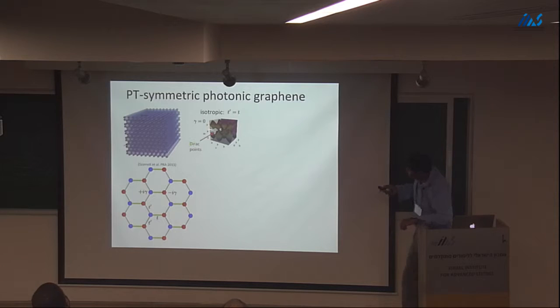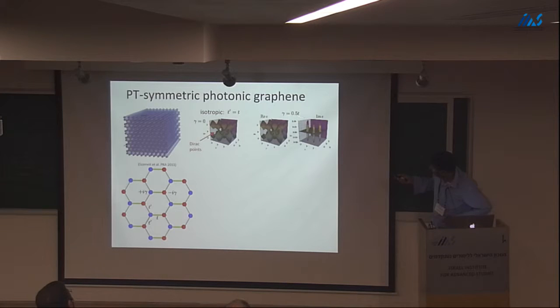So when gamma is 0, if you look at the dispersion for graphene, you will get these conical points, Dirac points, and for gamma non-zero, you will have gaps in the dispersion here, and here are the real and imaginary parts. But if T is not equal to T prime, in the anisotropic case, suppose I put gamma equal to half T, you will get some kind of gap here.